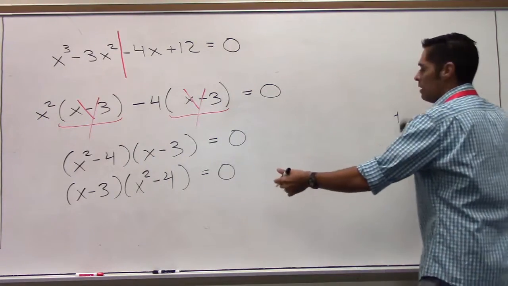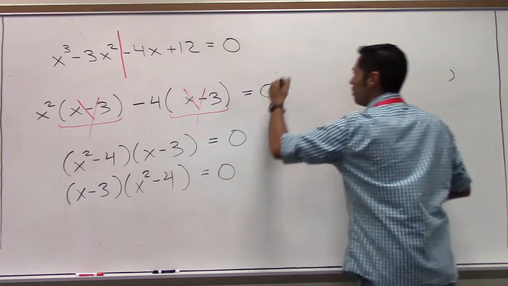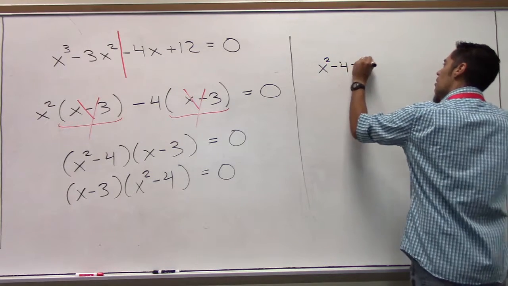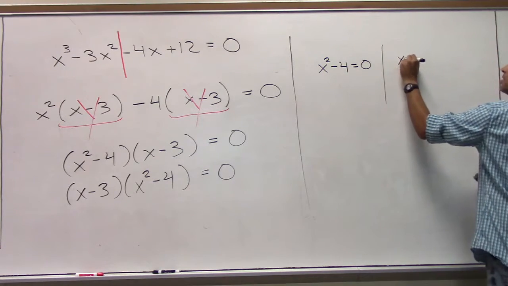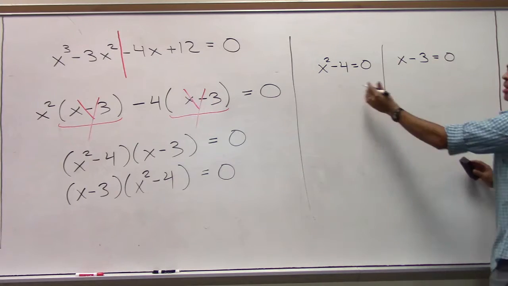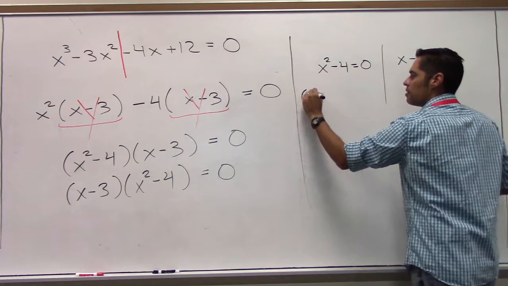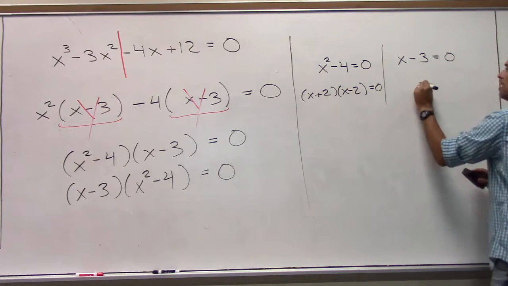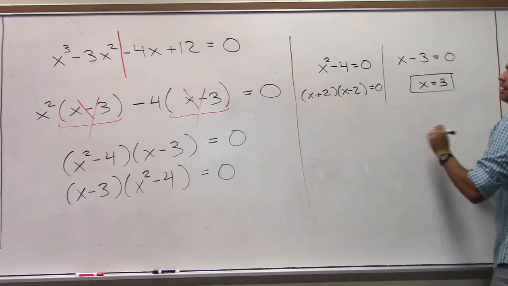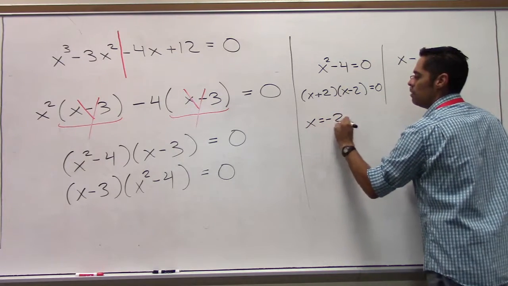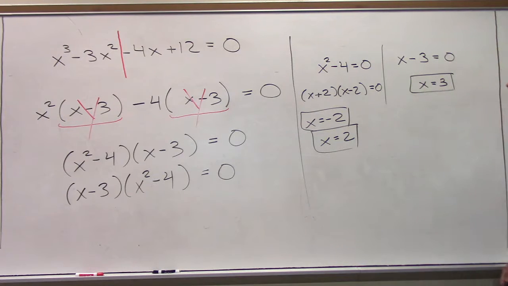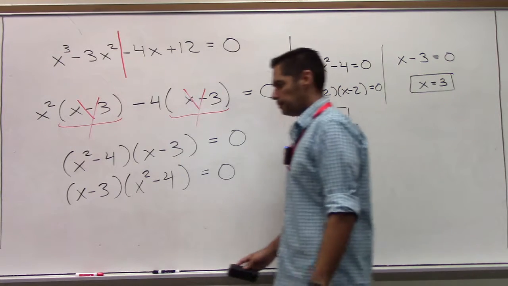Now, at this point, you set these factors equal to 0. So you set x squared minus 4 equal to 0, and the other equation, x minus 3 equal to 0. Oh, wait a minute. I could have gone further with this. Difference of squares. Could have done x plus 2, x minus 2 equals 0. This one's just x is 3. And then this one you get two answers, negative 2 and positive 2, right? So we have 3 solutions. You do not need to check these.